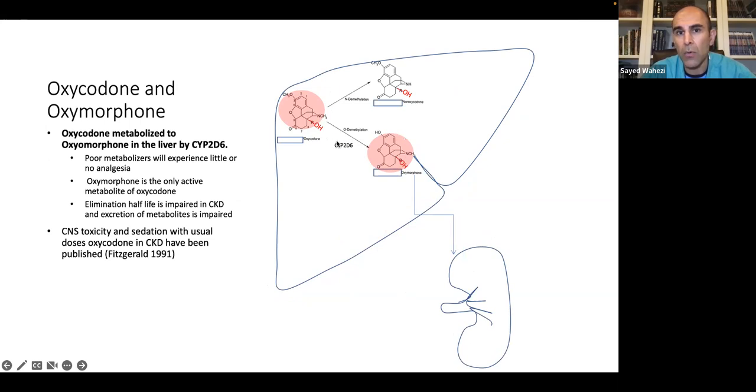So oxycodone is changed over to oxymorphone. Why is this important? Well, when you're doing urine toxicity and you see someone who tests positive for oxymorphone, but you've only given oxycodone, if their CYP2D6 is acting appropriately, and I say that with a pause because in some people there are overactive and in some people underactive CYP enzymes, you'll have a different concentration of oxymorphone to oxycodone.